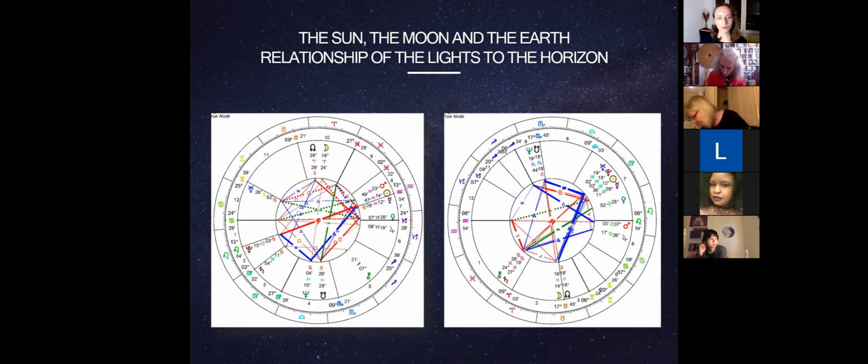So look, here we have two charts, just example charts. One of them, some of you may recognize. I don't know if you did already. So they're just for the sake of example.